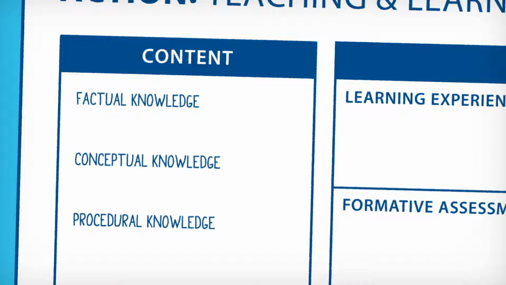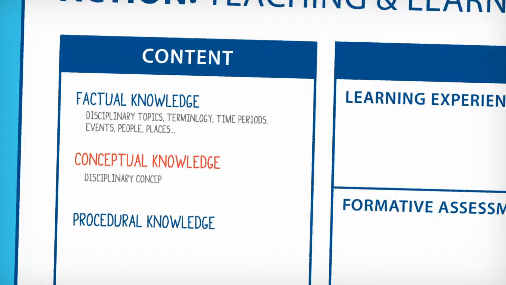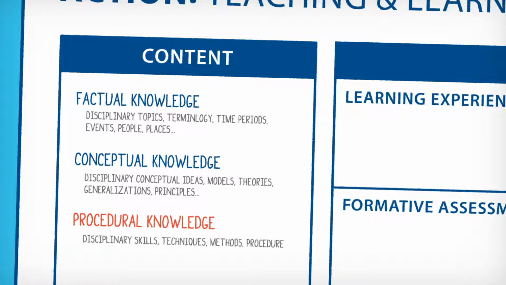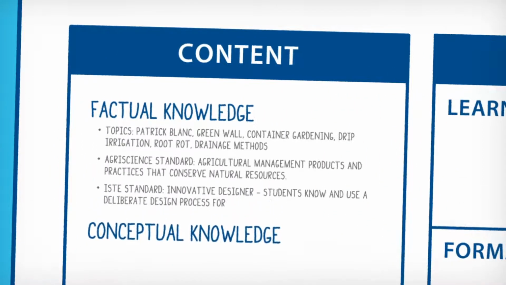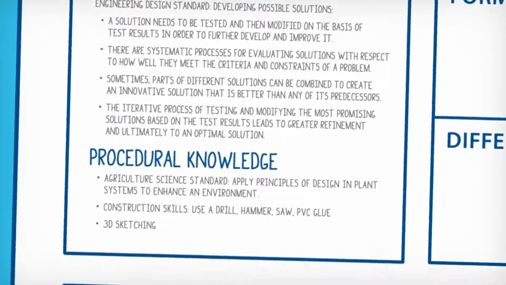Factual knowledge, which might include disciplinary topics, terminology or vocabulary, time periods, events, people, places. Conceptual knowledge, which might include disciplinary conceptual ideas such as models, theories, generalizations, principles. And procedural knowledge, which might include disciplinary skills, techniques, methods, procedures. Here is an example of how unit content might be identified in the sample design unit.